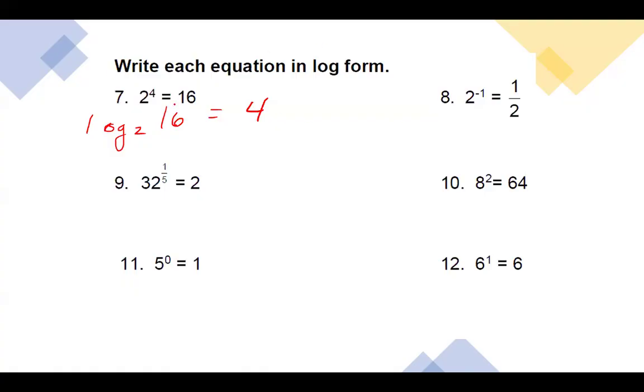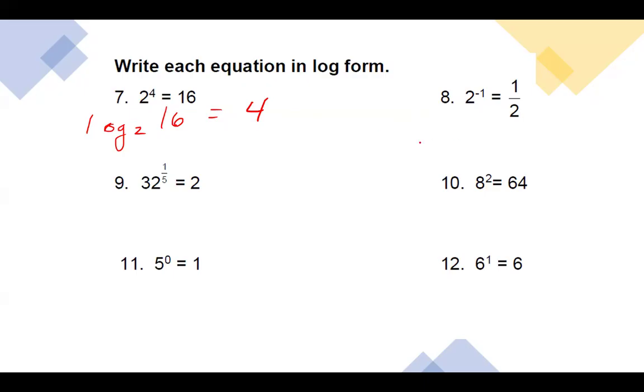So here we have the rule. Remember, when you're going backwards, the base is still going to be the base. So the base of the exponent is the base of the log. But your input and your output are what's changing, they're switching places. So the power becomes the solution becomes the argument, right?